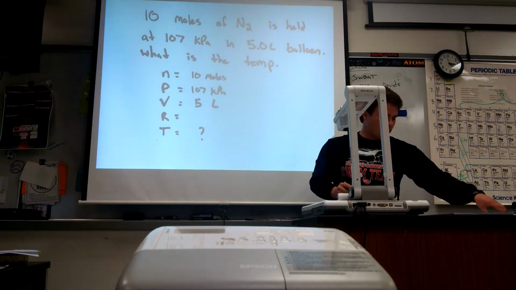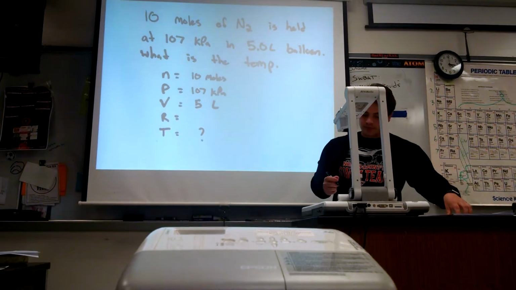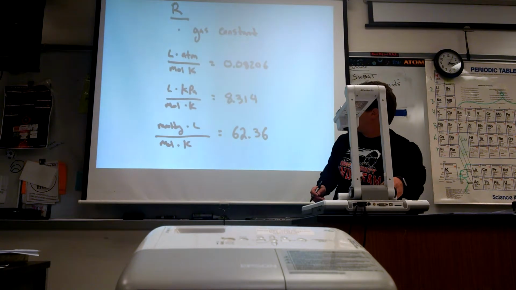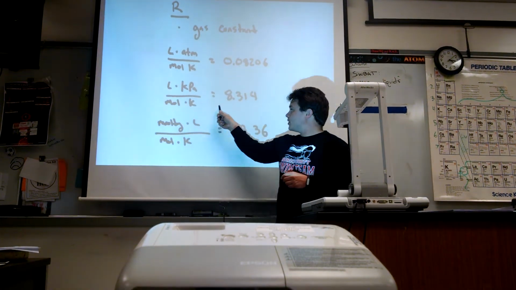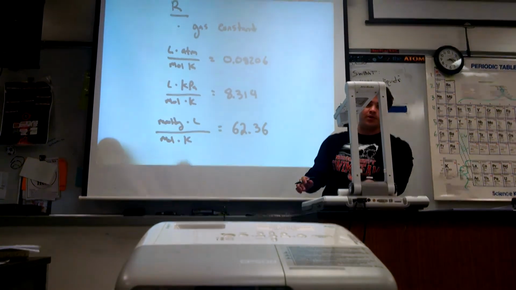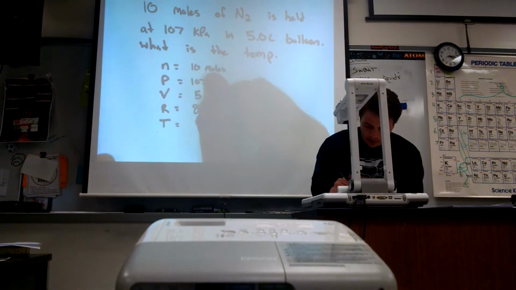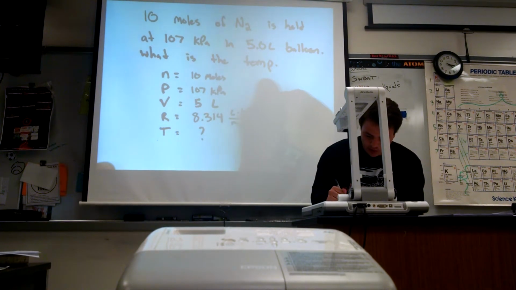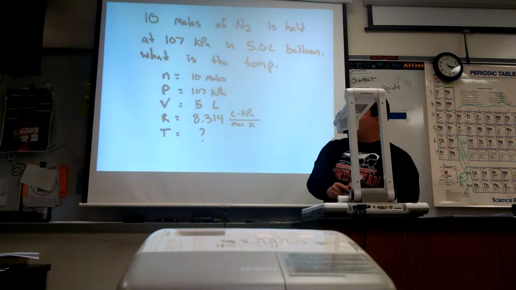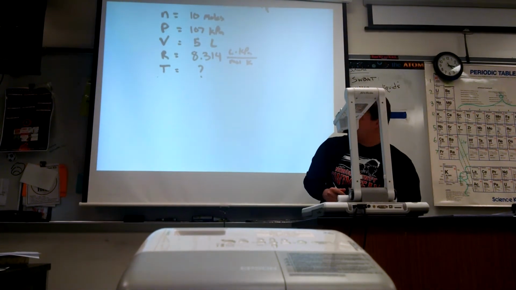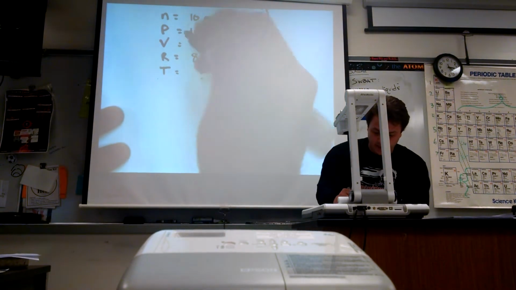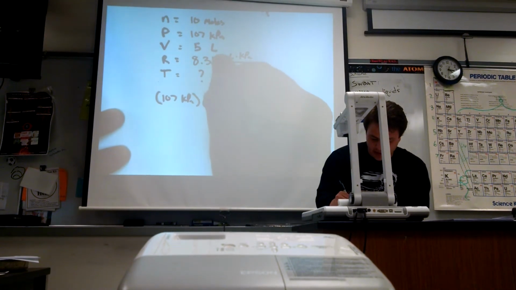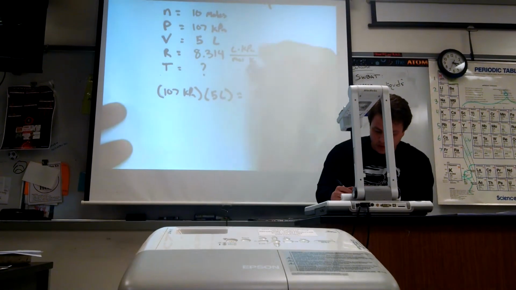So if we look back to our old part of our notes for R, we know we're looking for one that has kPa and liters. So if we look up here, find the one with kPa and liters. That's this middle one. Liters, kPa, moles, Kelvin is 8.314. So 8.314 liters, kilopascals, moles, and Kelvin. Okay? Now all we have to do is put all of this into our equation.